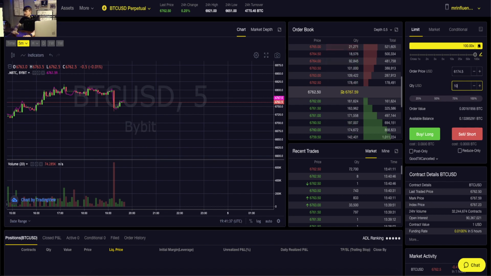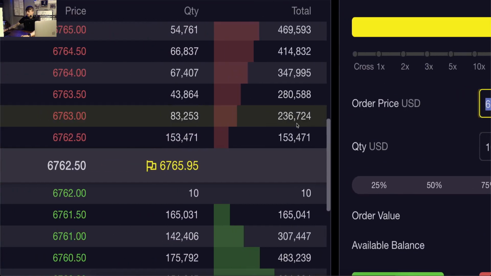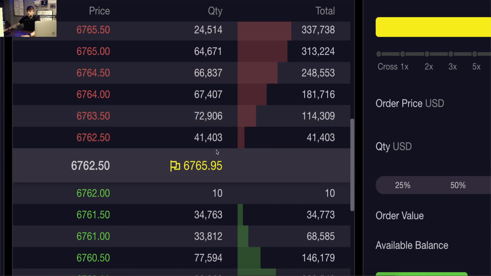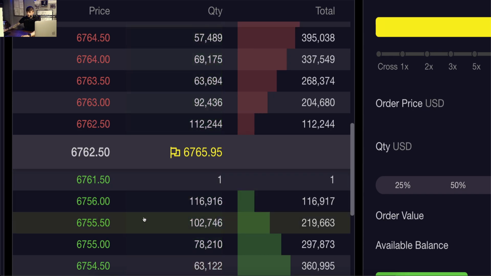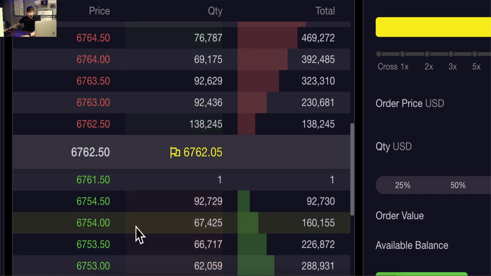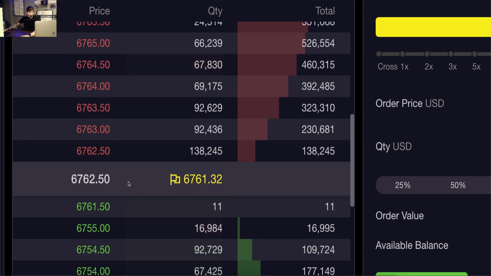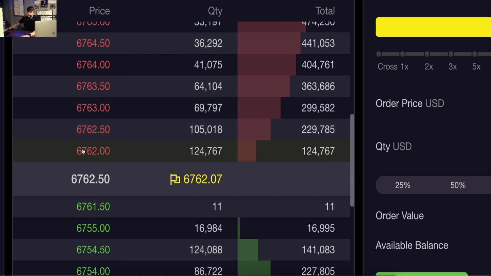We're gonna do $10, and we're gonna do it so we get it instantly. If you want to get your order instantly, if you're short selling, you want to go to a number that's lower than the first or second one of these so you could get it instantly. And if you're buying long, then you want to buy for one of these. Just don't go for the first or the second in the order book.